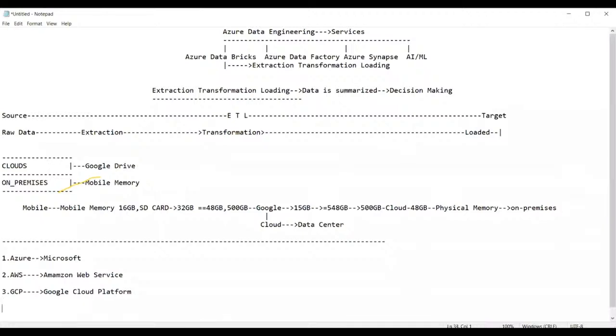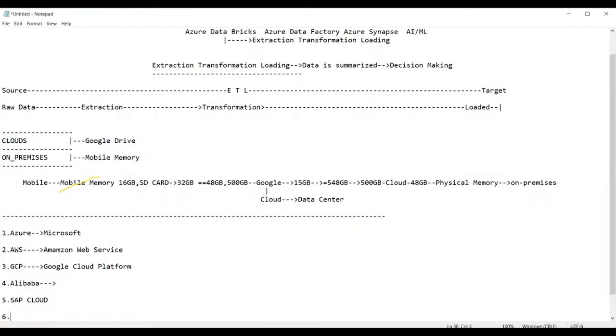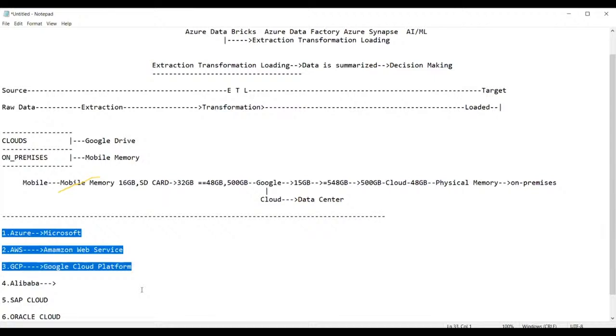Then afterwards we have Alibaba. This is a China-based cloud provider. Then we have the SAP Cloud. Likewise, the SAP Cloud is there, Oracle Cloud is there, etc. These are all cloud providers, but the market leaders are the first three. And number one in providing cloud services is Azure.